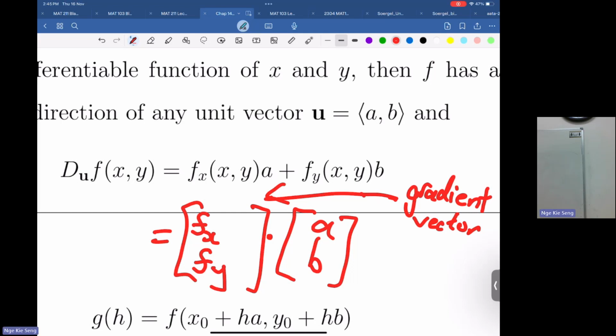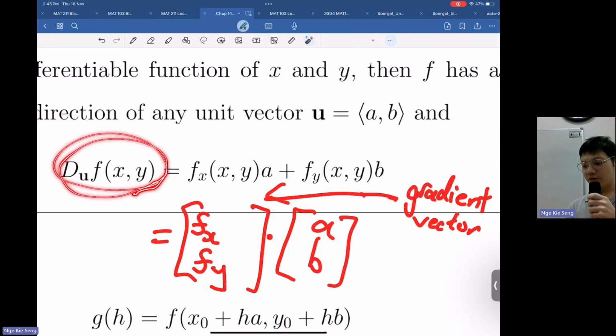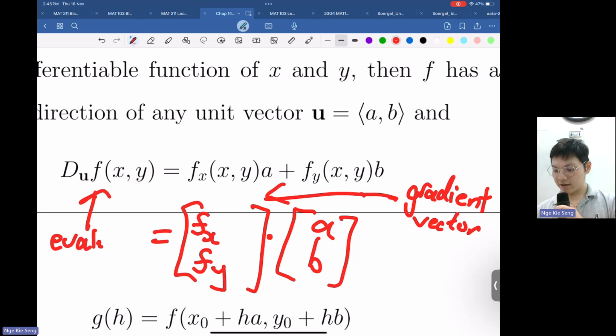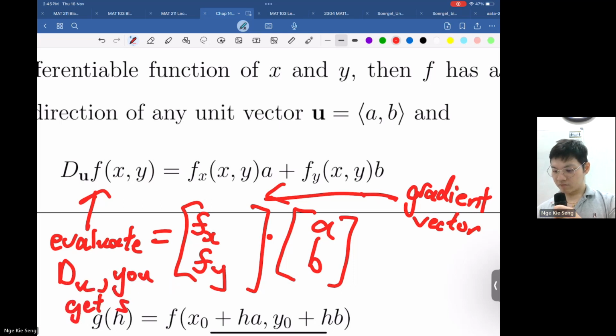So the slope becomes this directional derivative. If you evaluate Du, you get the slope. But gradient is a vector. Okay, gradient is a vector. Slope and vector.